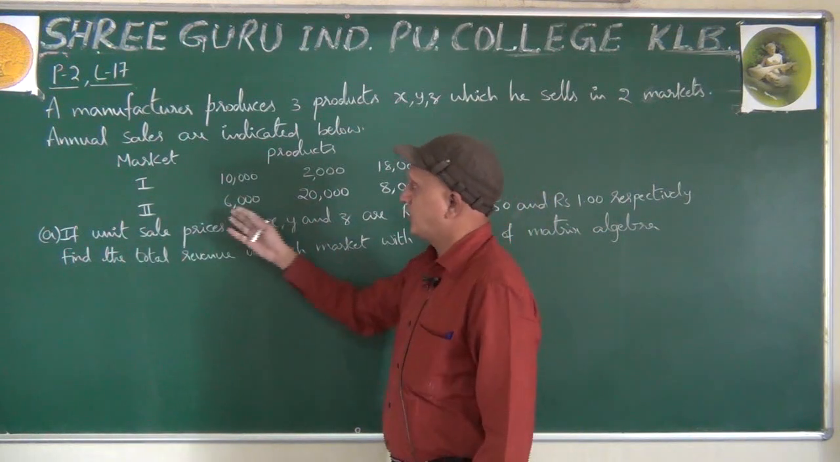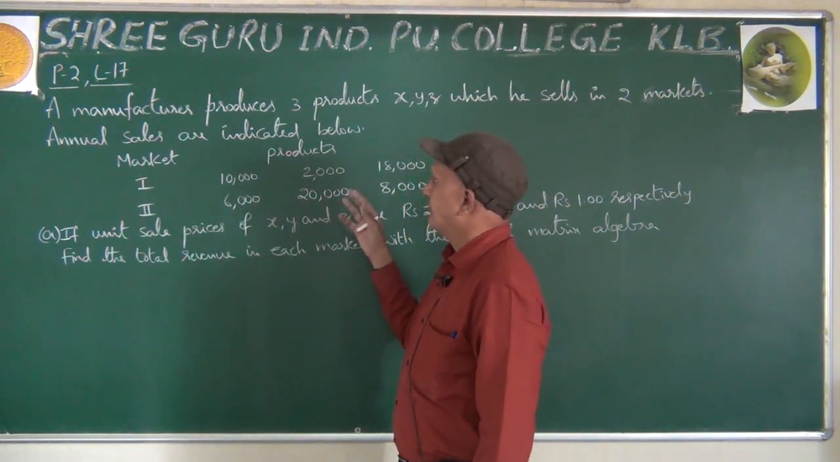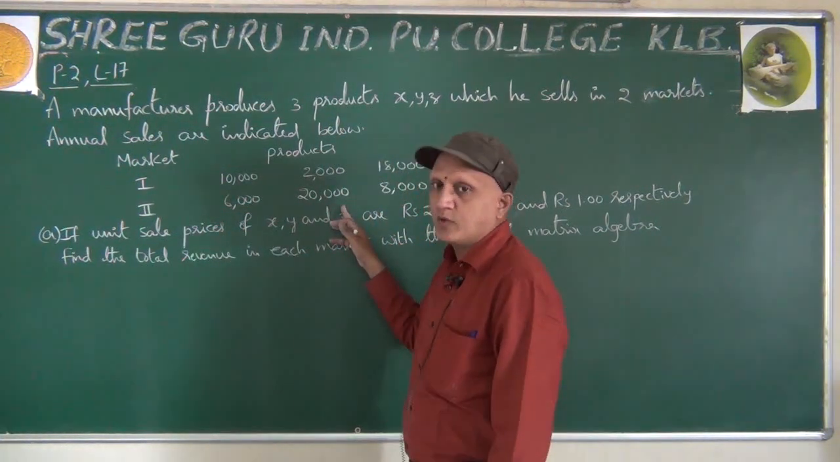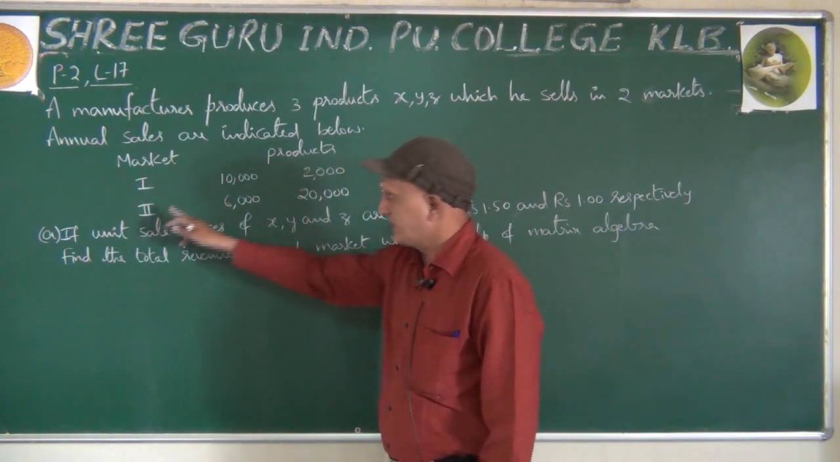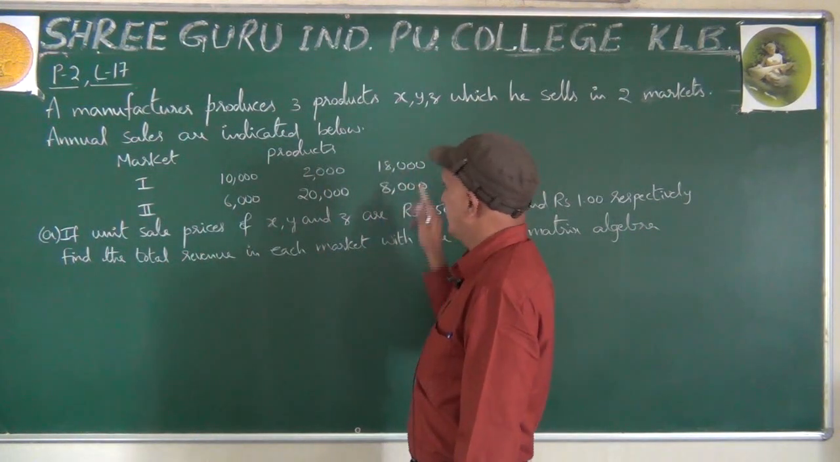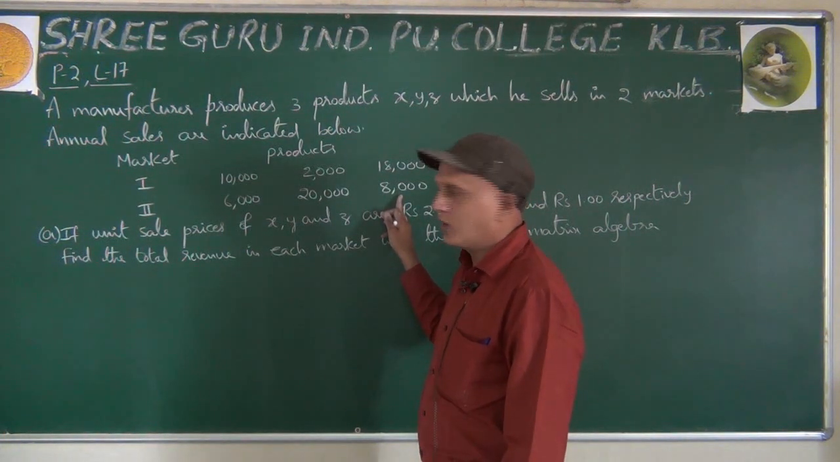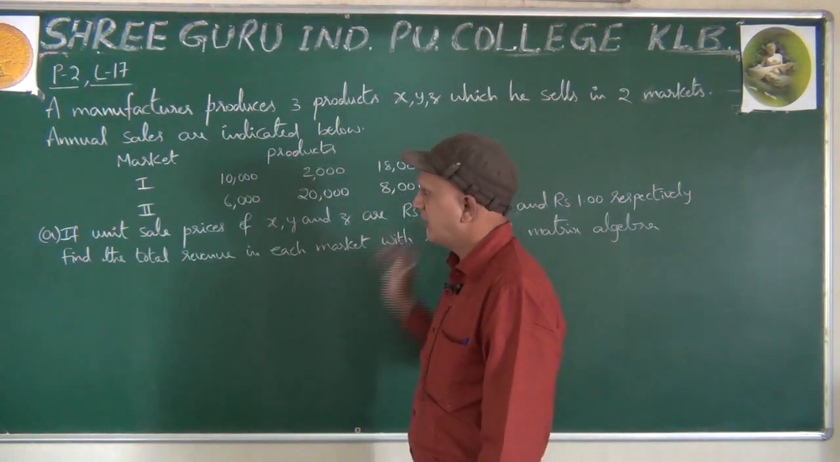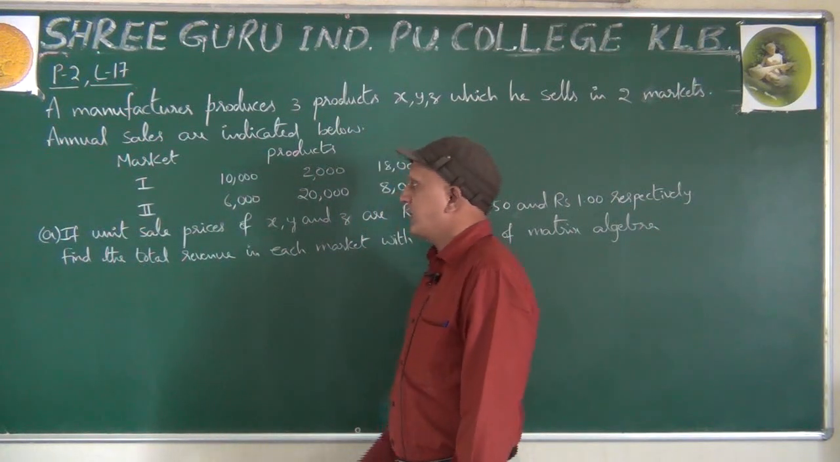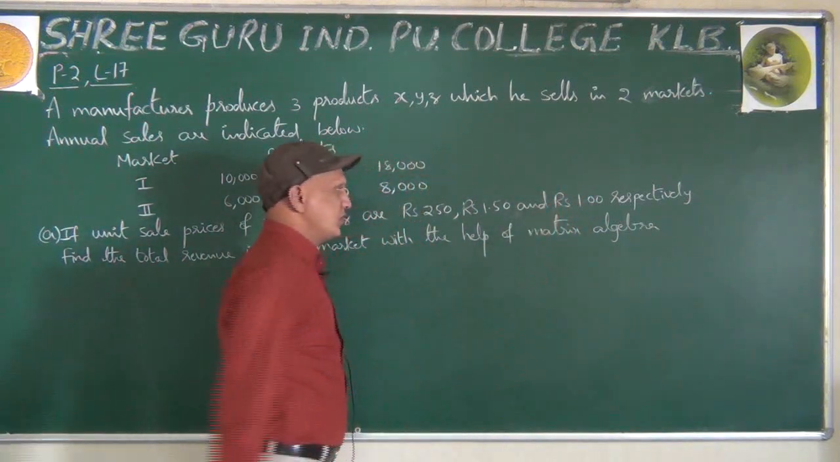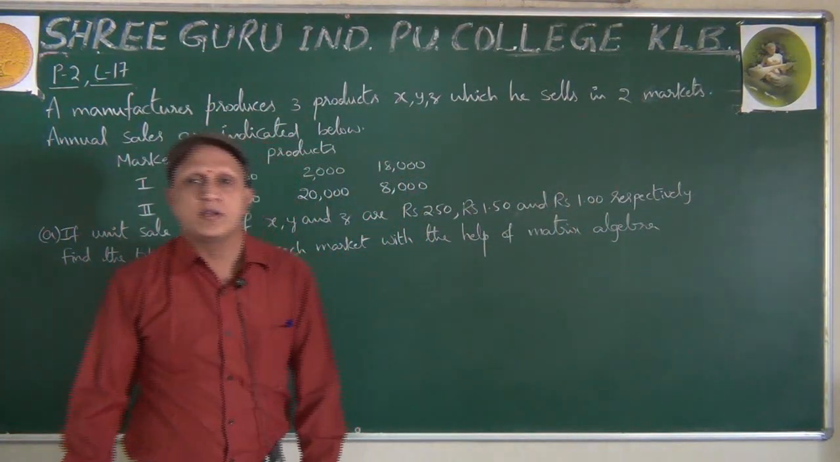He sold these 3 products. In market 2, 6,000 products. In my second market, product Y 20,000 products he sold. In second market, product Z 8,000 products he sold. If the unit sale prices of X, Y and Z are 2 rupees 50 paise, 1 rupee 50 paise and 1 rupee respectively.